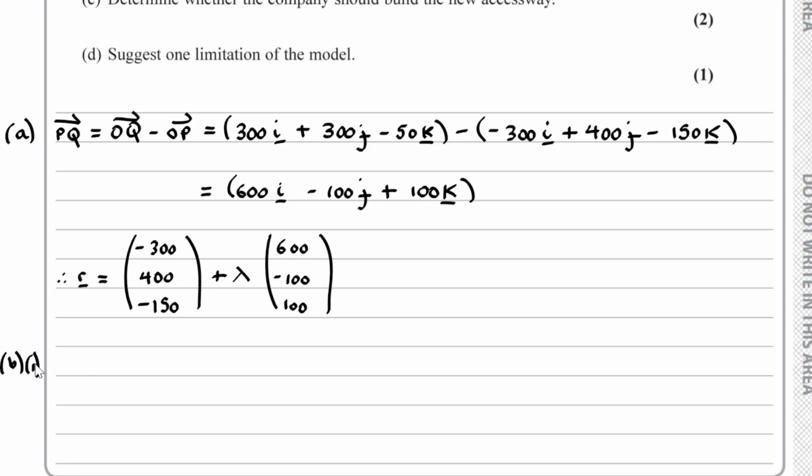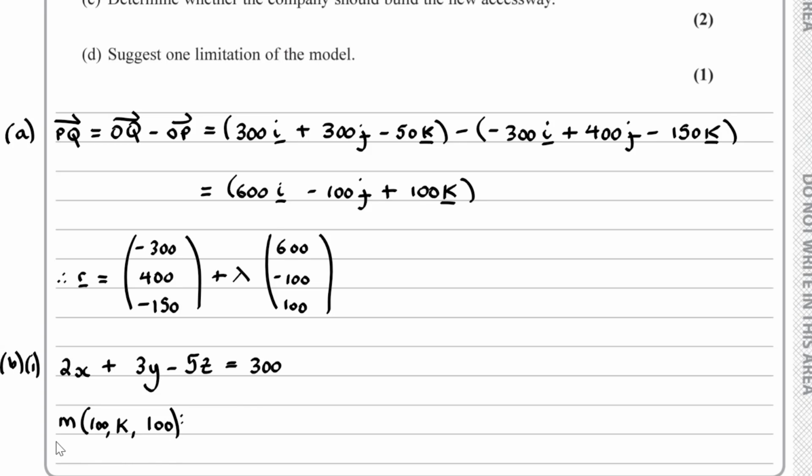The equation of the plane is given by 2x plus 3y minus 5z equals 300. We know that M lies on the plane, and M has coordinates 100, k, 100.